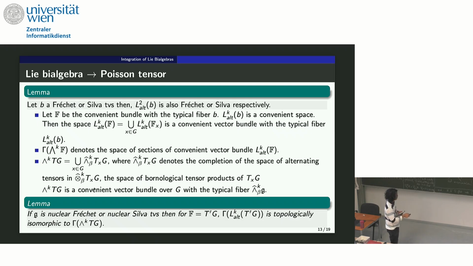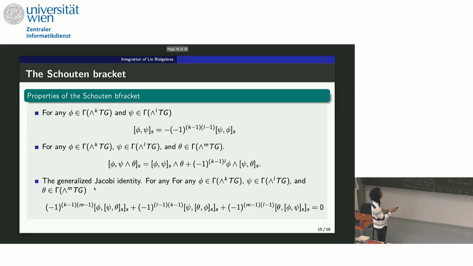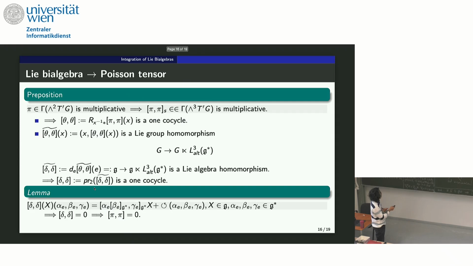Okay, so if G is nuclear Fréchet or nuclear Silva, we have this topological isomorphism, and then on this kind of object we can define the Schouten bracket like this. This will be just the unique extension of this map, which is the same as in the finite dimensional case. Okay, so this has all the usual properties of the Schouten bracket, like graded skew-symmetry, graded Leibniz, and graded Jacobi identity. And using these properties, we can show that if pi is multiplicative, then the Schouten bracket itself is again multiplicative.